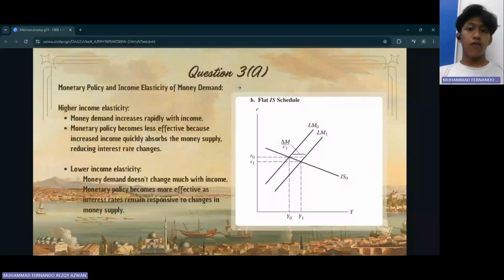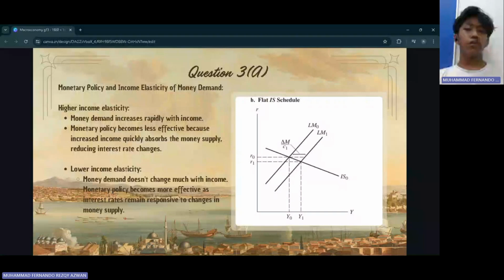Okay, so for question 3A, monetary policy and income elasticity of money demand. At higher income elasticity, money demand increases rapidly with income. Monetary policy becomes less effective because increased income quickly absorbs the money supply, reducing interest rate change. But at low income elasticity, money demand doesn't change much with income. Monetary policy becomes more effective as interest rates remain responsive to changes in money supply.